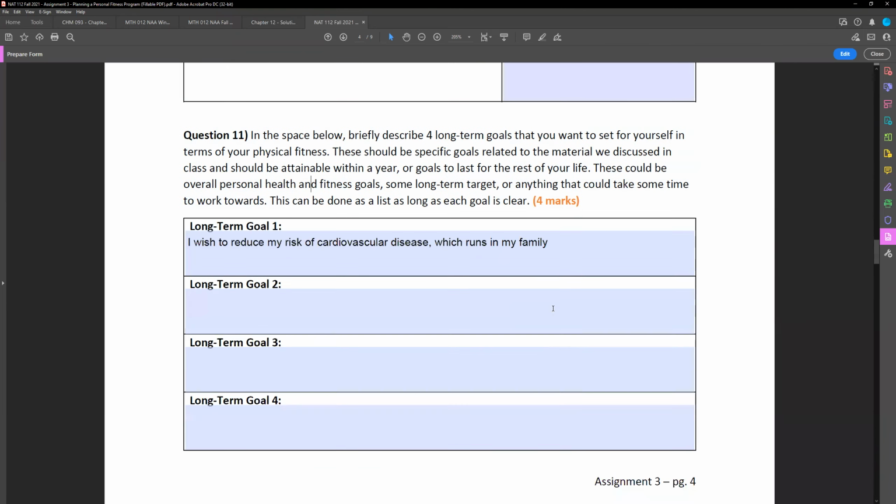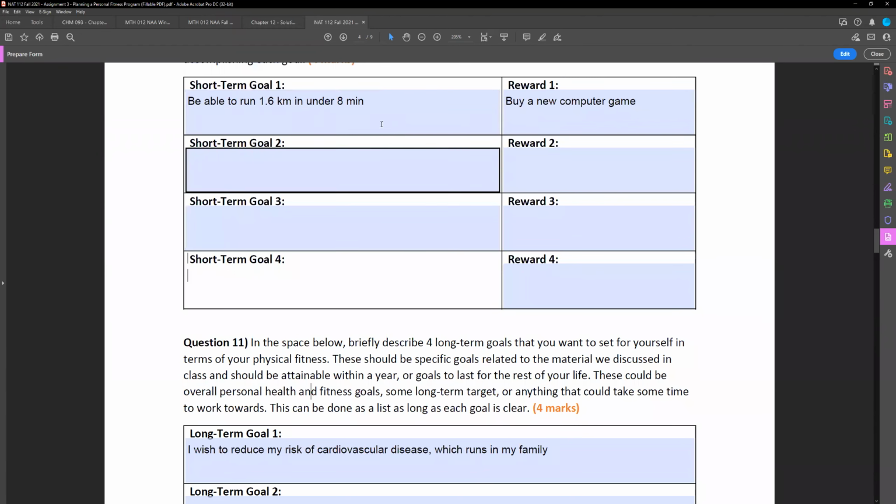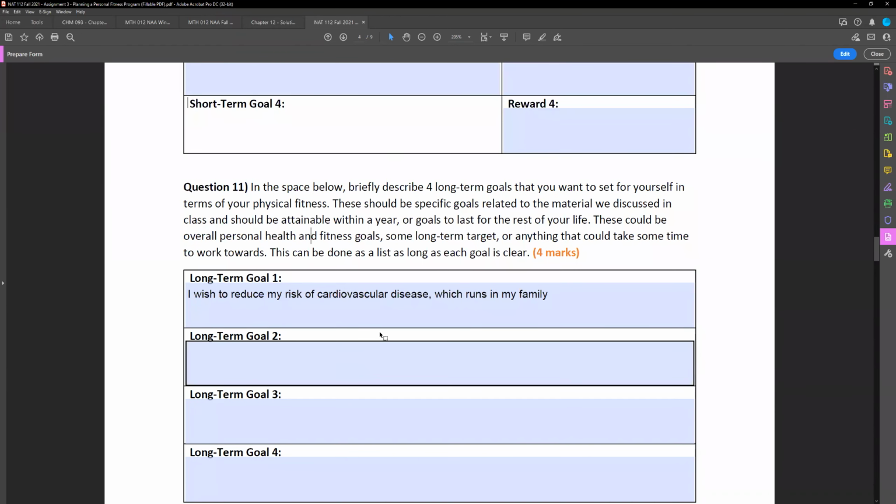My long-term goals, these are why I'm doing the exercise in the first place. It's not necessarily a specific target that I'm aiming for, but I'm doing this because I want my heart to have better health, or I'm doing this to feel better about myself if it's related to my body composition, for example, or anything that's a goal that could either take a couple of years to attain or something I want to maintain for the rest of my life. So these will lead into the long-term goals.